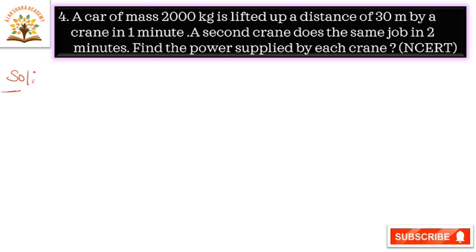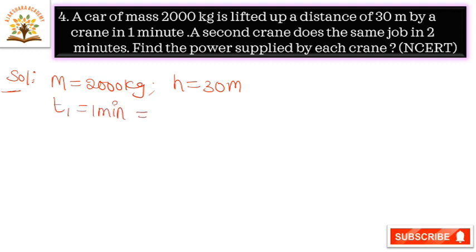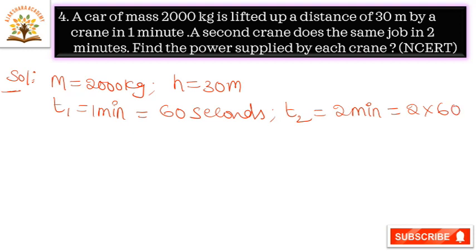Here they given mass of the car as 2000 kilograms. So M is equal to 2000 kilograms and H is equal to 30 meters and T1 is equal to 1 minute. Converting into seconds, 1 minute is equal to 60 seconds and T2 they given as 2 minutes. 2 minutes is nothing but how many seconds? 2 into 60, that is equal to 120 seconds.